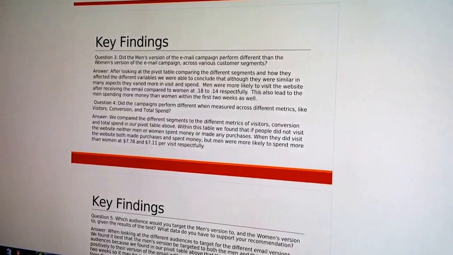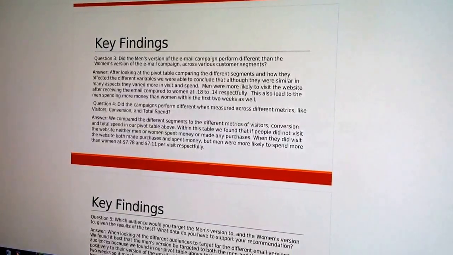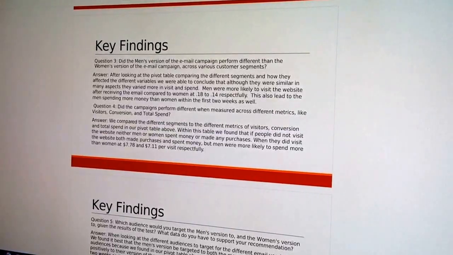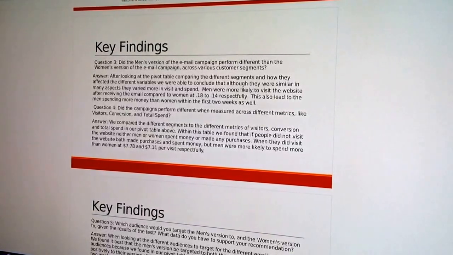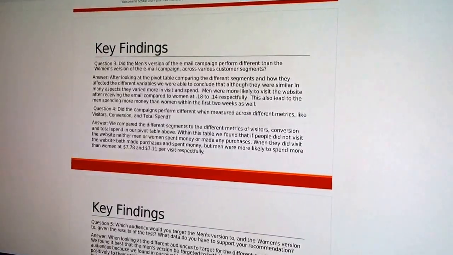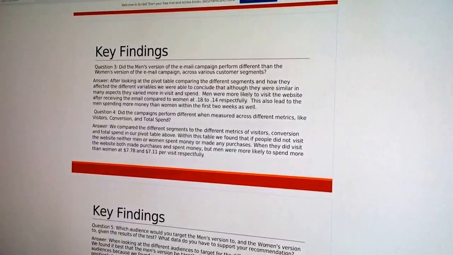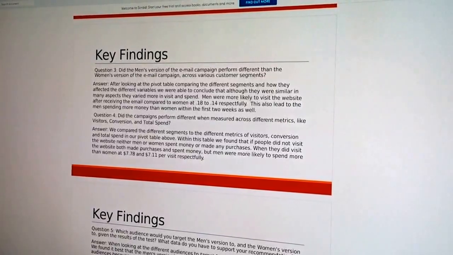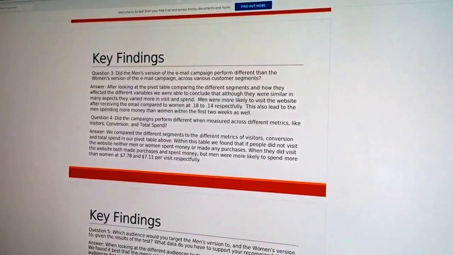Across the different metrics like visitors, conversion, and total spent, we compared the different segments to the different metrics through a pivot table. In this pivot table, we found that if people did not visit the website, neither men nor women spent money or made any purchases. But when they did visit the website, both made purchases and spent money. But men were more likely to spend more than women, $7.78 compared to $7.11 per visit.